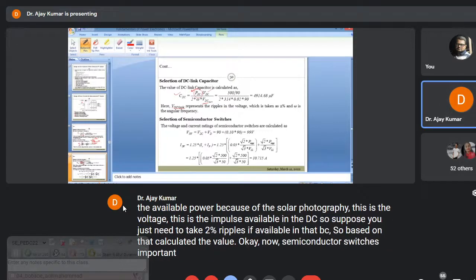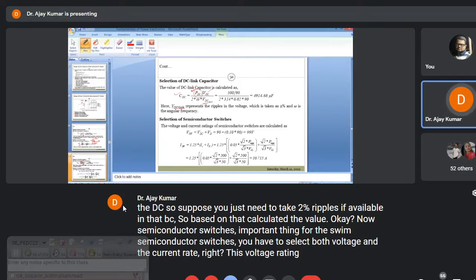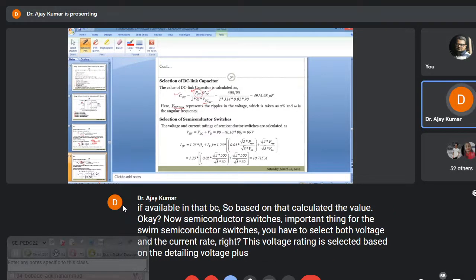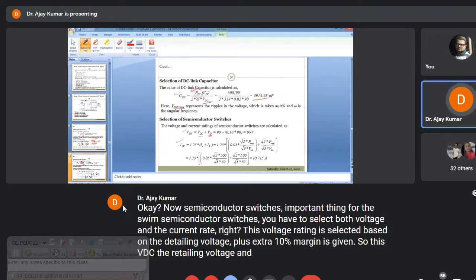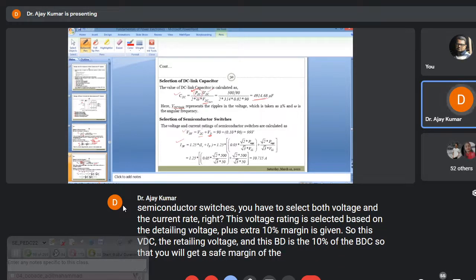Important thing for the semiconductor switches, you have to select both voltage and the current rating. This voltage rating is selected based on the DC link voltage plus an extra 10% margin. So this VDC is the DC link voltage and this VD is the 10% of the VDC, so that you will get a safe margin of the voltage. And accordingly, you can also calculate the value of the current.